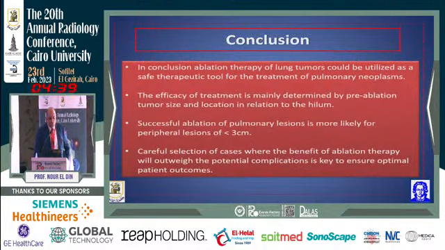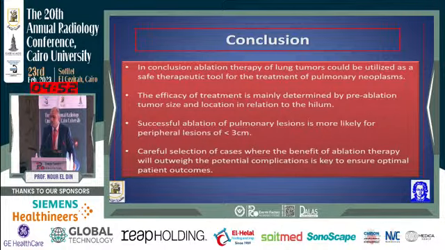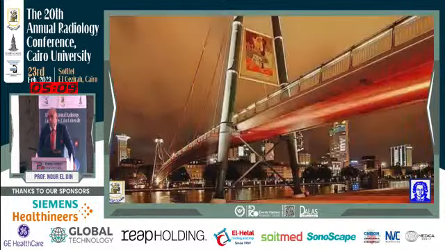So, to conclude, ablation therapy of lung tumors could be utilized as a safe therapeutic tool for the treatment of pulmonary neoplasm, and the efficacy of treatment is mainly governed by the pre-ablation size as well as the location of the tumor, whether in the periphery or near the hilum of the lung. Successful ablation is more likely for lesions up to 3 centimeters in diameter, and careful selection of patients is important to ensure optimal outcome. Thank you for your attention.